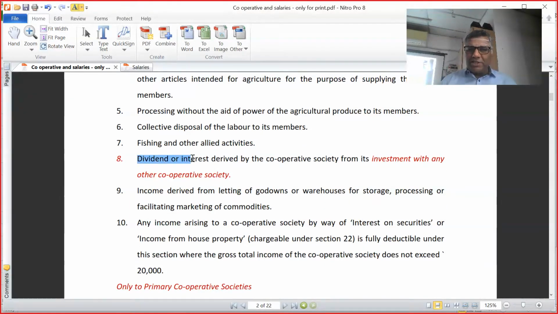Dividend or interest, please don't understand it blanketly, from investment made with any other cooperative society. From investment made by one cooperative society in another, like how we see corporate dividends. Even without the distribution condition, cooperative society to cooperative society investments are not taxable.